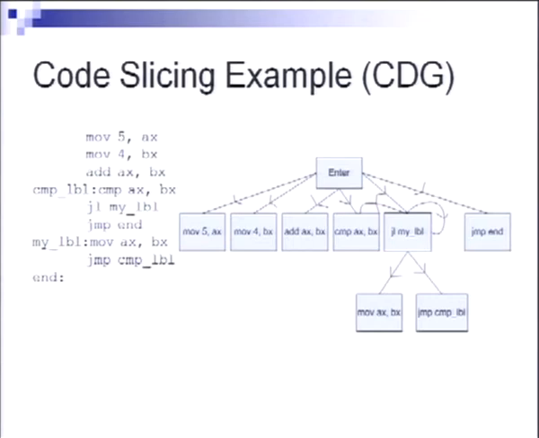Sorry. No. Control dependence graphs. Right. This is a little simpler to read. Essentially, every instruction that can be gotten to from enter just has a directed edge to it. And the biggest change here is this jump to my label, which is here. And that is only accessible if this is less, right?